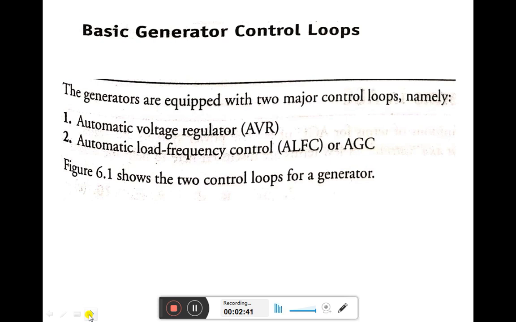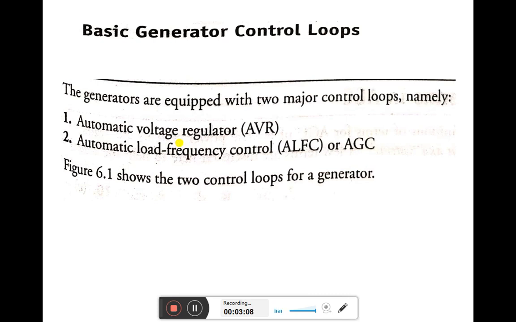Now here we are going to discuss the basic generation control loops. The generators are equipped with two major control loops. The first one is the automatic voltage regulator and the second loop is the automatic load frequency control. So what are these two loops meant for? The first loop is the automatic voltage regulator.